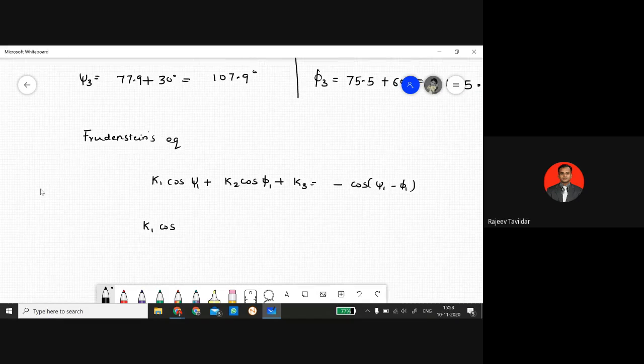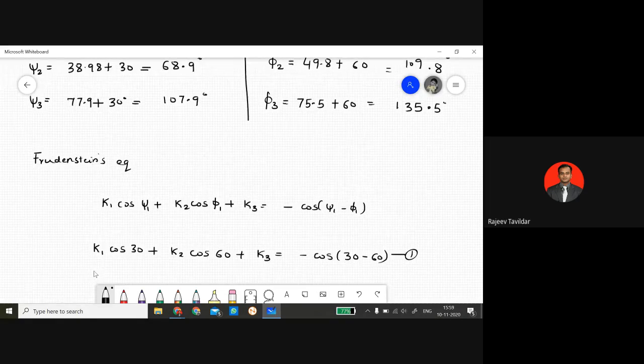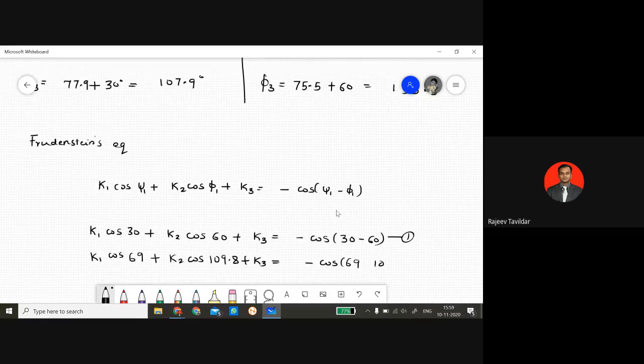So the first equation will be k1 cos 30 plus k2 cos of 60 plus k3 equal to minus cos of 30 minus 60. This is our first equation. Similarly, the second equation would be k1 cos of, I'll directly round it up to 69 degrees, plus k2 cos of 109.8 plus k3 equal to minus cos of psi 2, that is 69, minus 109.8. This is our second equation.